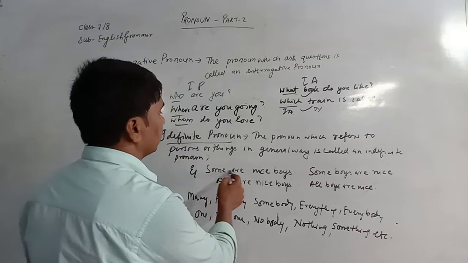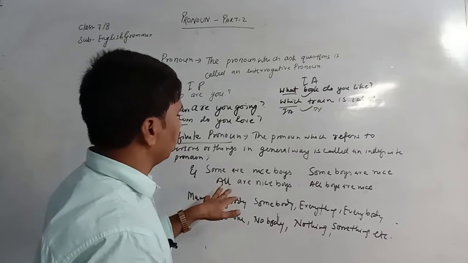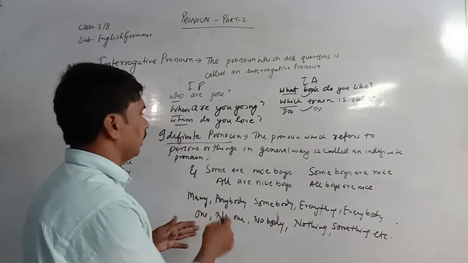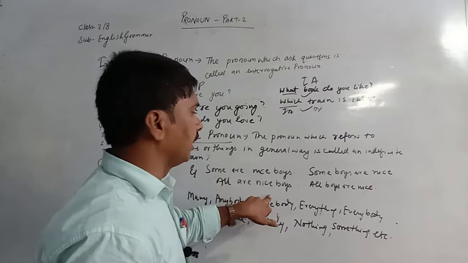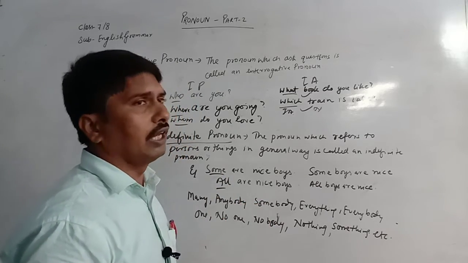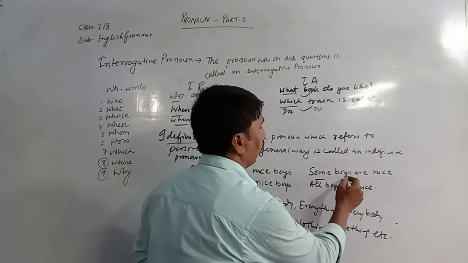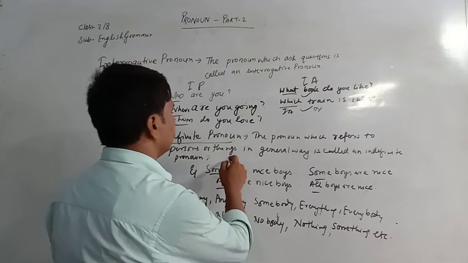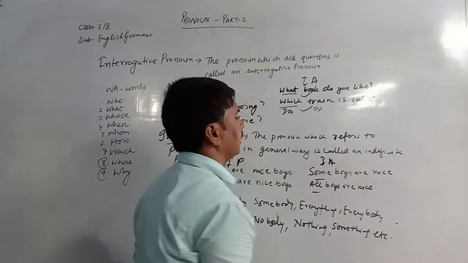जैसे look here, some are nice boys, all are nice boys. Here we don't know whether he is Ram or Shyam or other. Okay, but this is in a general way. Some are nice boys, all are nice boys. So here some, all is working as indefinite pronouns. In the same manner, some boys are nice, all boys are nice. If here this is indefinite pronoun, then this is indefinite adjective.